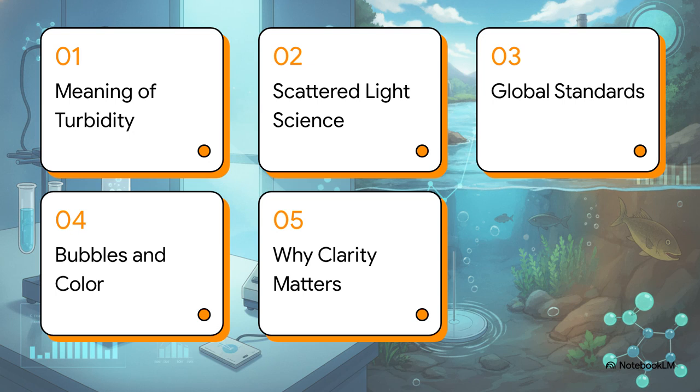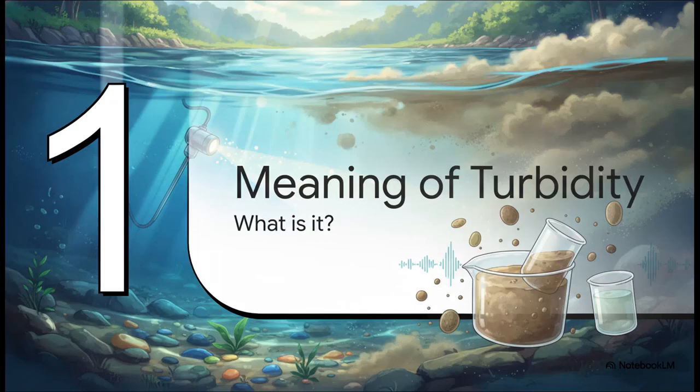Here is our roadmap for today. First, the meaning of turbidity, then the science of scattered light, setting the global standard, battling bubbles and color, and finally, why water clarity actually matters. All right, part one, the meaning of turbidity.